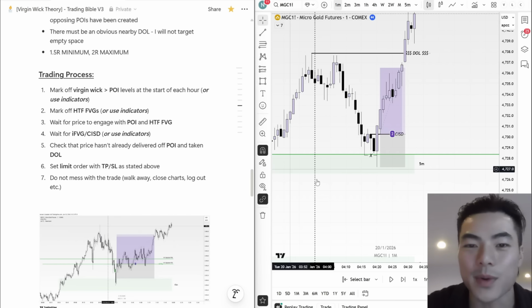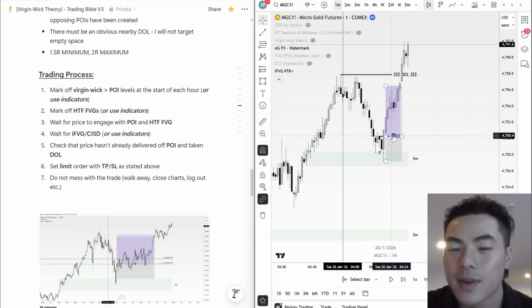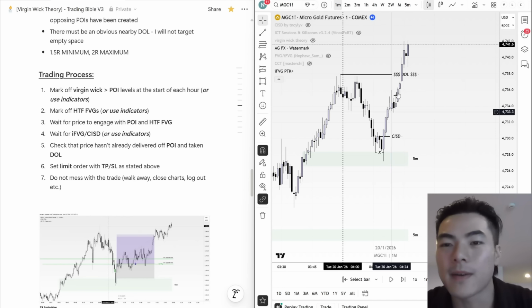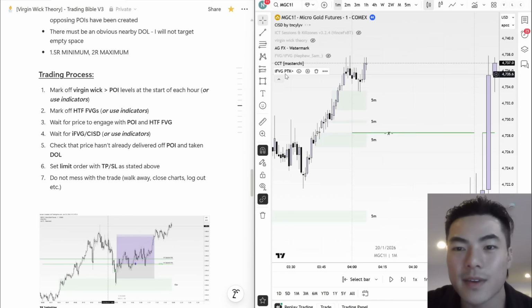I'll just go over this exact same example, but what it looks like with indicators, because I feel like it makes it a lot easier. So, all right, let's get rid of these. Let's just go back to the start of the hour. I'll turn on my CCT and CISD. Okay.